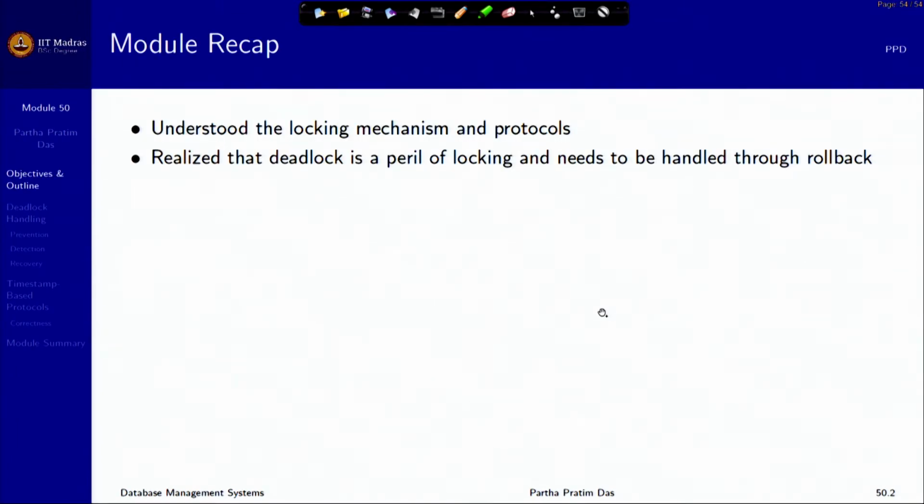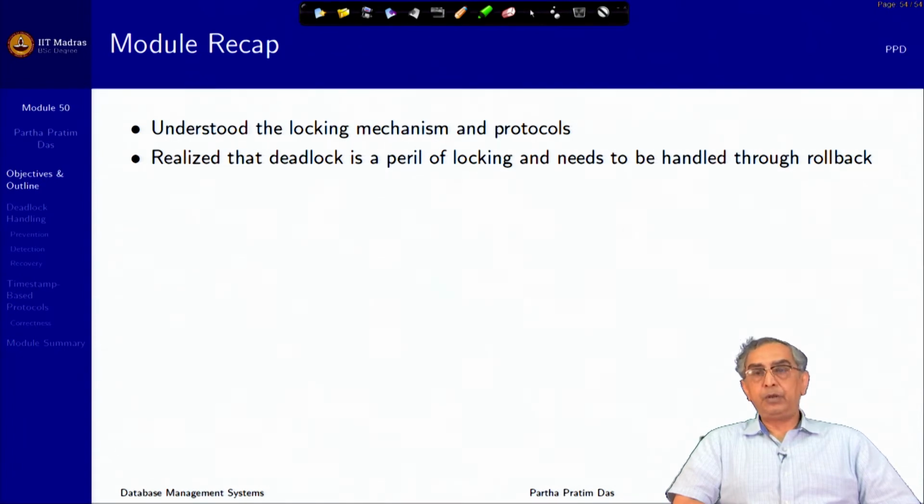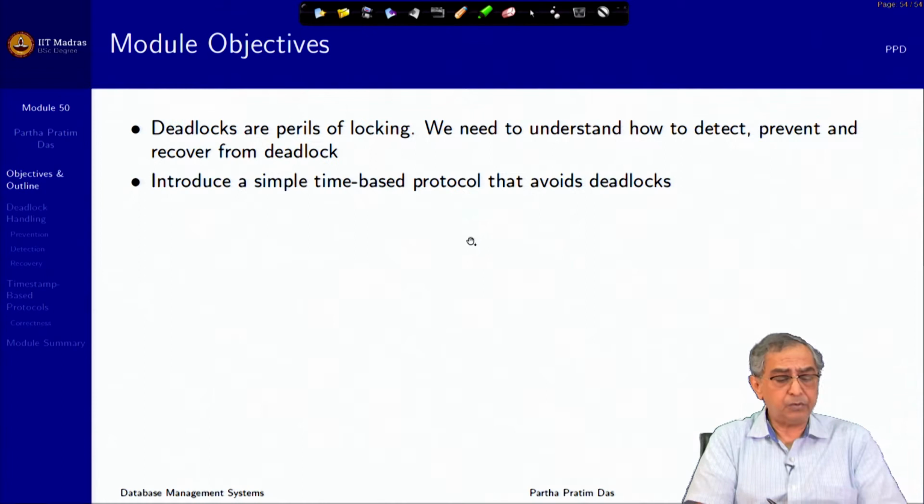We have been discussing concurrency control, and in the last module we took an understanding of the locking mechanism and protocols, particularly the two-phase locking protocol, and realized that while locking guarantees isolation and improves serializability, locking ensures that we can have consistency all the time, but it has a big problem of deadlock, and that can happen very often, very easily, even in small examples.